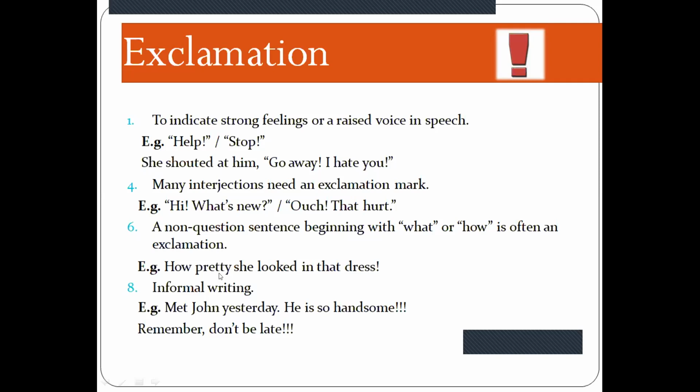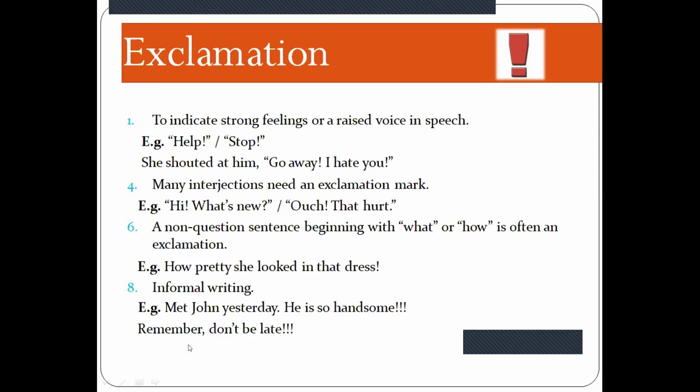So a non-question statement that begins with questioning words, WH words, in most cases ends with an exclamation mark. Informal writing: met John yesterday, he's so handsome. That's like when we were texting and so on.